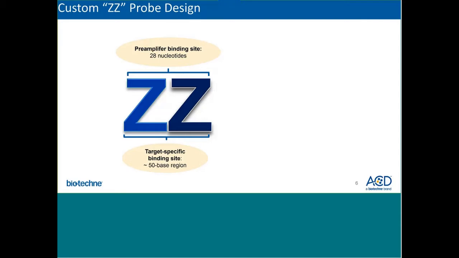For amplification to occur, two Zs must hybridize to the target sequence right next to each other. Once this happens, this creates about a 50 base target-specific binding site on the bottom of the double Z pair. The top of the Z is the base for the amplification structure. When two Zs hybridize, it creates a binding site upon which a preamplifier can bind and the amplification tree can be built.